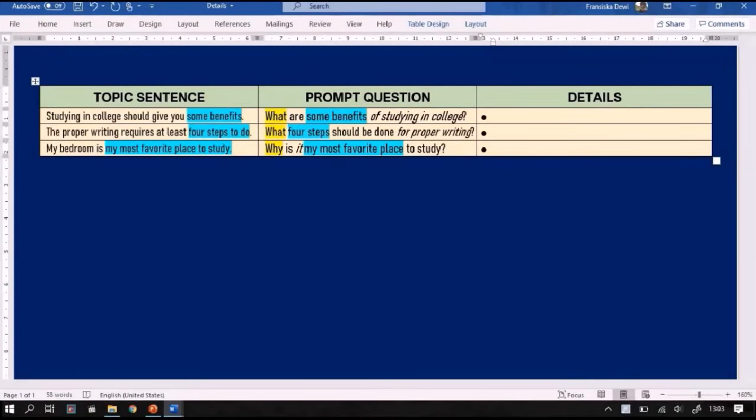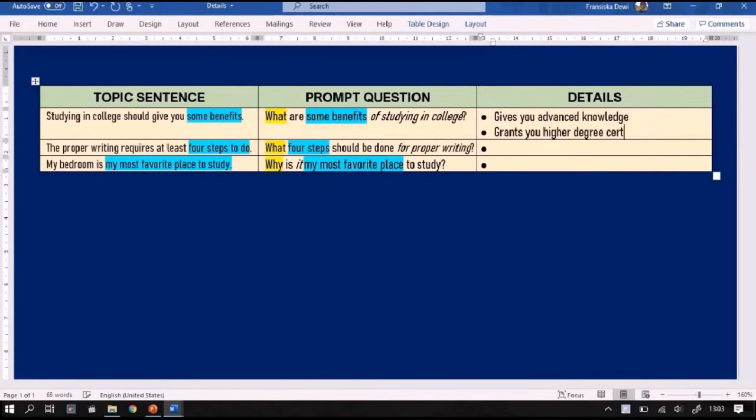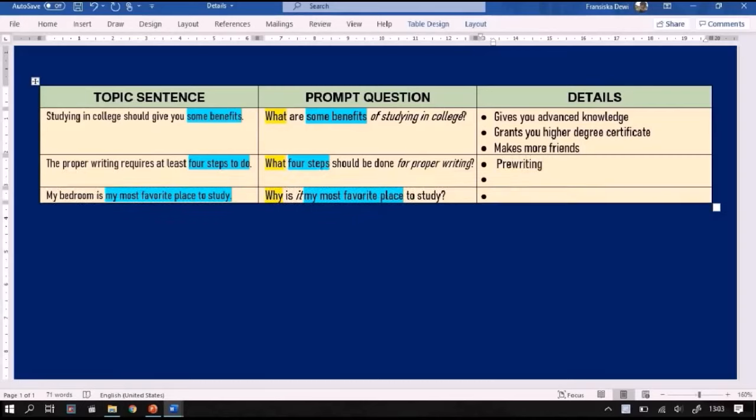So here I give you 3 examples of topic sentences. The first one is studying in college should give you some benefits, and then the proper writing requires at least 4 steps to do, and the last one is my bedroom is my most favorite place to study. As you can see, I have highlighted the controlling idea from each of the topic sentences. The first one is some benefits, the second one 4 steps to do, and the last one my most favorite place to study. And also for each of these topic sentences, I have made the prompt questions, which will help us in making the details from each of the topic sentences based on the control topic.